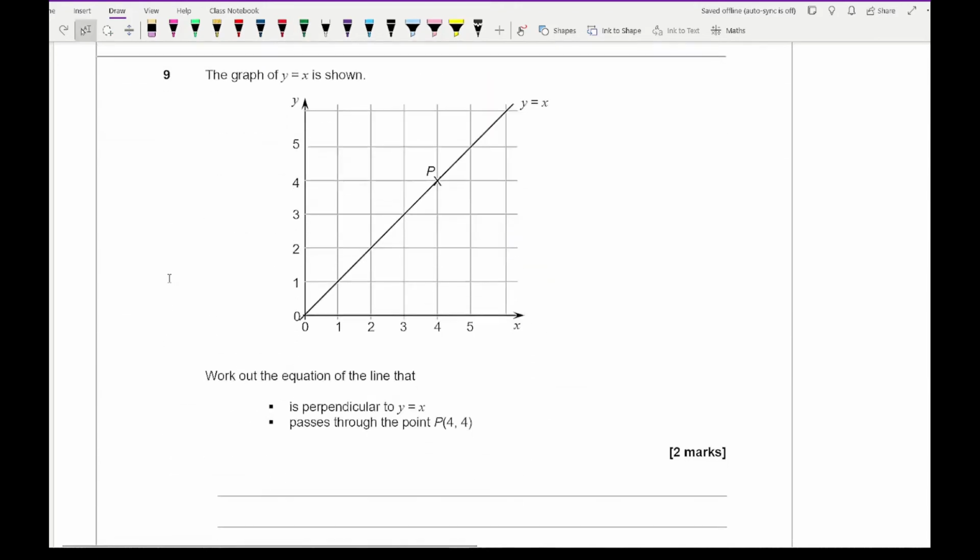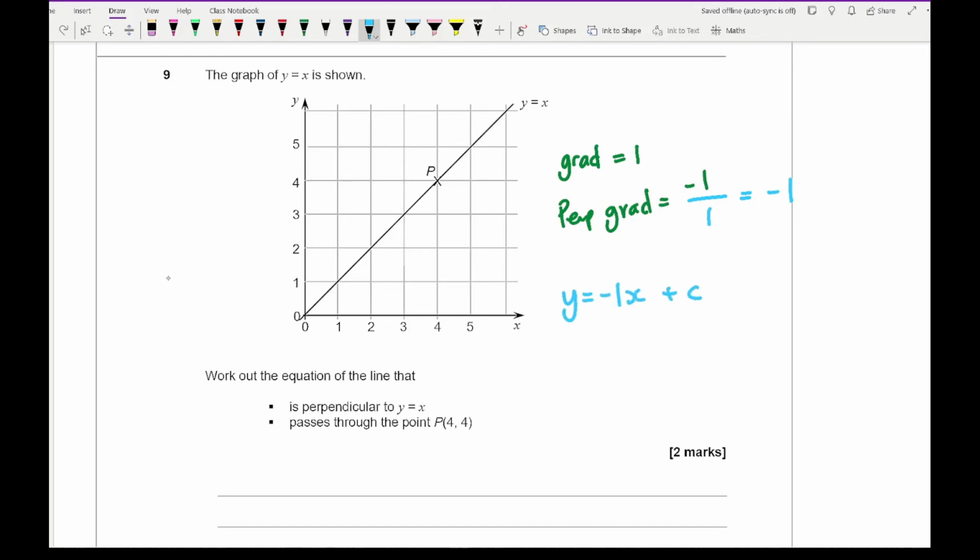Moving on to question 9, it says the graph of y equals x is shown. Work out the equation of the line that is perpendicular to y equals x and passes through the point 4, 4. Now for this, because the gradient of this line is 1, then a perpendicular gradient is therefore going to be -1 over the gradient of the line that you're wanting. So it's actually going to equal minus 1. Then from this, we've got y equals minus 1x plus c.